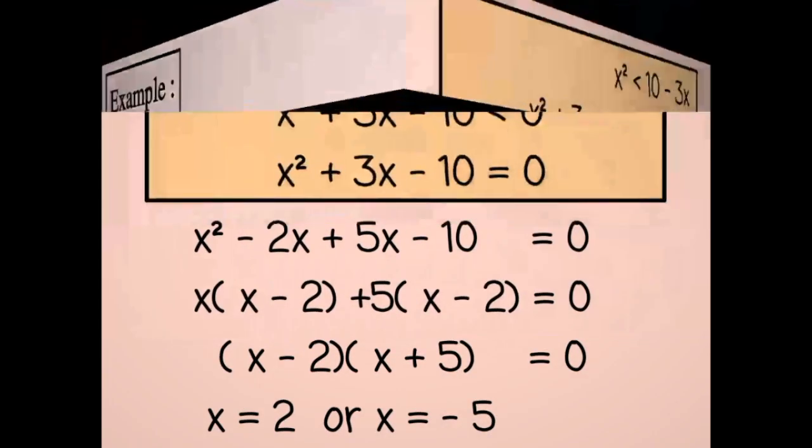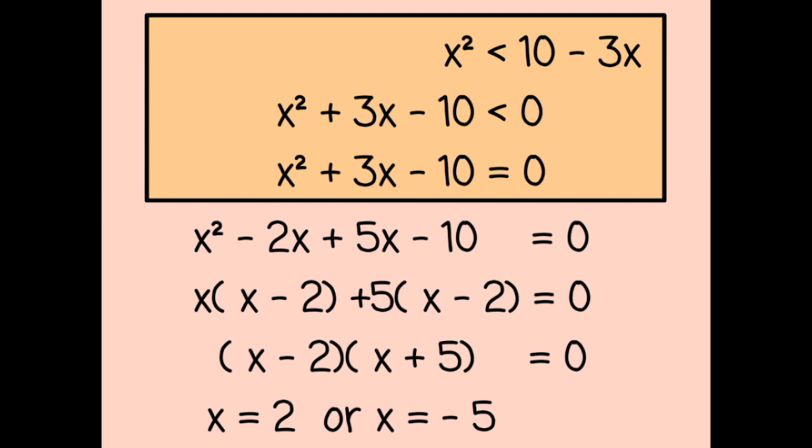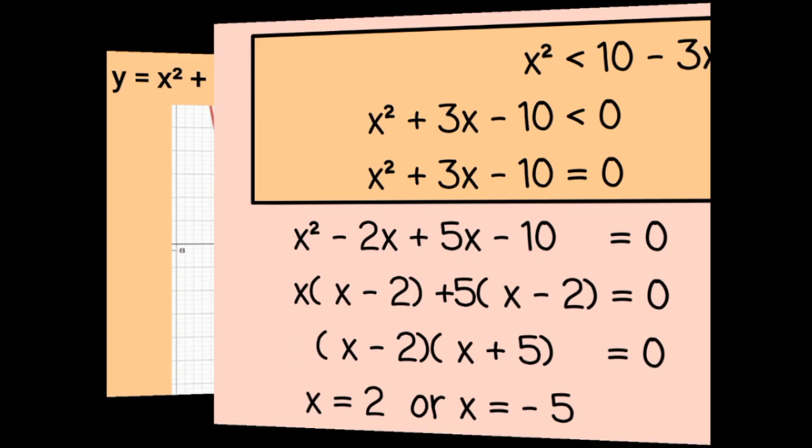Then, solve the corresponding quadratic equation to find the critical values. So, x squared plus 3x minus 10 equals 0. Factorize, so it's x minus 2 times x plus 5 equals 0, x equals 2 or x equals minus 5. After solving the corresponding quadratic equation, sketch the graph of y equals x squared plus 3x minus 10.